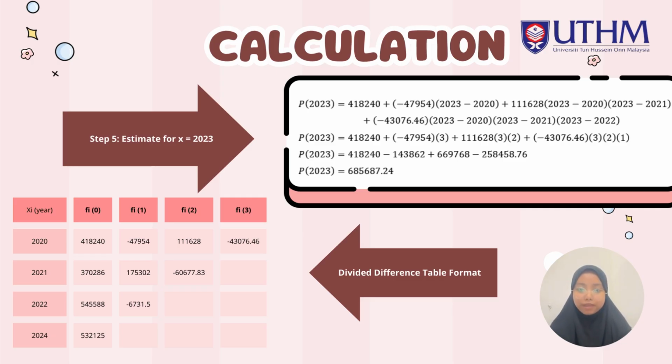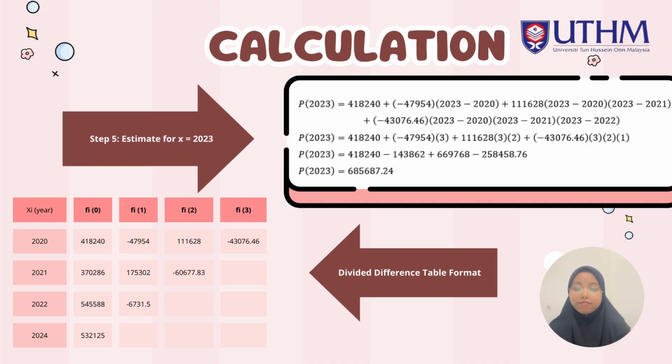Okay, for the fifth step, we need to estimate for x equal to 2023 in the Newton polynomial formula, which is P(x) equal to P(2023), and we get 685,687.24. After that, we need to insert the values we get into the divided difference table format.